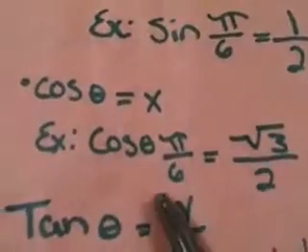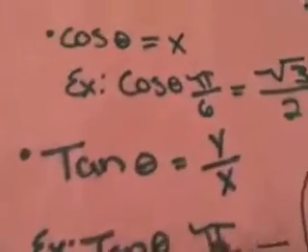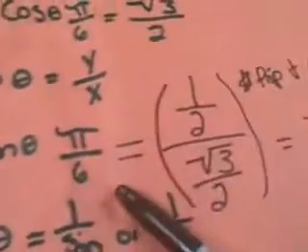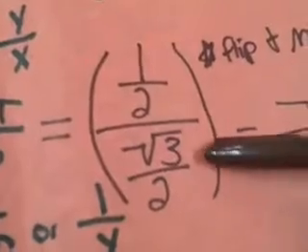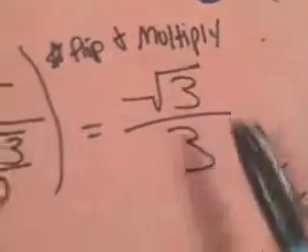To find cosine, which is x, which can be found right here on the unit circle, cosine pi over 6 equals square root of 3 over 2. Now to find tangent, it's going to be tricky, because it's y over x, which is sine over cosine. So tangent pi over 6 equals 1/2 over square root of 3 over 2, and you have to flip and multiply to get your answer. So it's going to be the square root of 3 over 3.